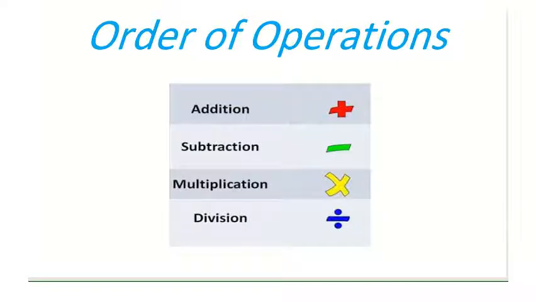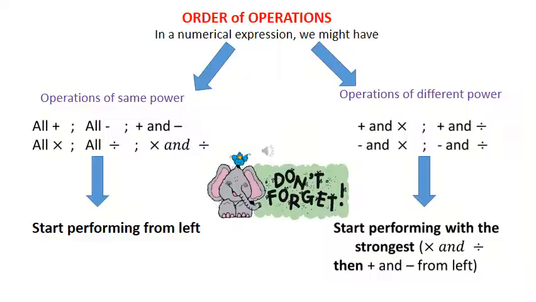And the first thing I'm going to talk about is the order of operations. So you know that sometimes we have an expression that may contain addition, subtraction, multiplication, or division, or all of them together. So you should know where you should start. So that's why we learn something called order of operations.